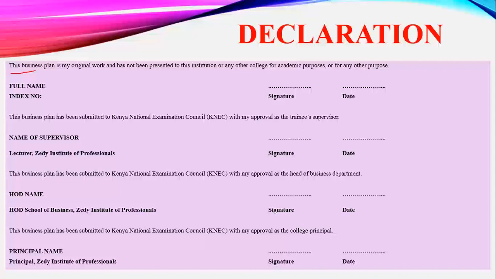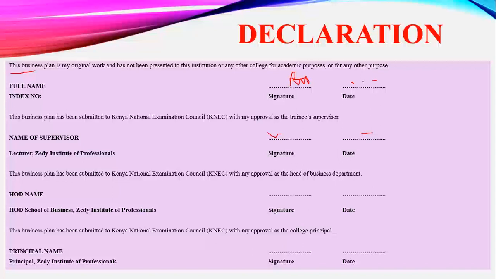Then when you print your business plan, you're going to sign there, and write the date. After signing, that is when you take it to your supervisor. This supervisor has been with you in the whole process of writing the business plan, and therefore they understand the content of your document. They also have to declare that they are submitting this document to the Kenya National Examination Council, with their approval. So they have to sign and date, the same way as any other party.